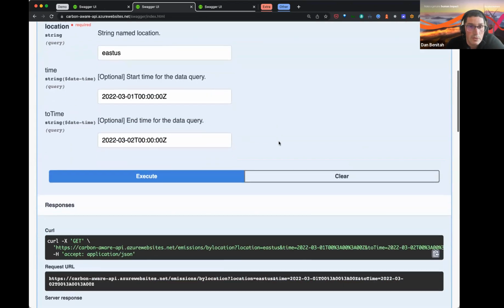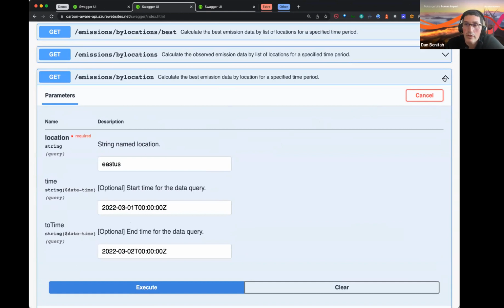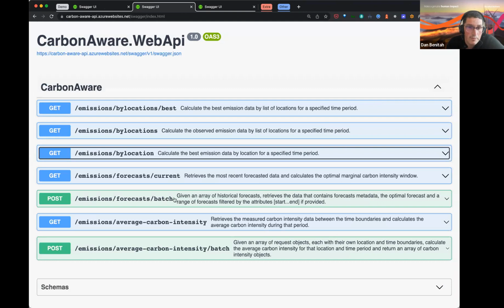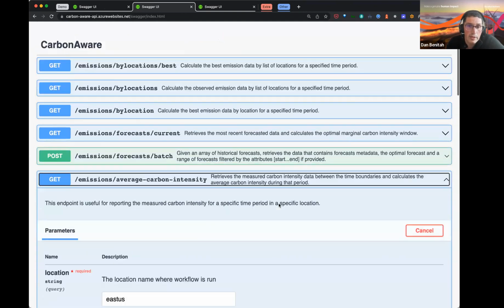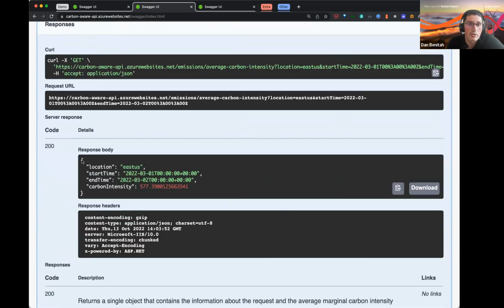So this is it. In this case, we've got the average, and all of the data points, or all the emissions that have been happening for a given location for a whole day in East US. Then if we go into the average intensity for the exact same parameters, we get something that's a lot more straight to the point. One thing I should highlight as well is that the carbon intensity is given in grams per kilowatt hour. I think that's the standard we're trying to use.